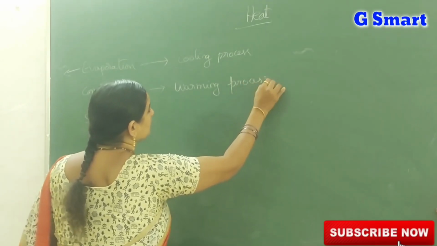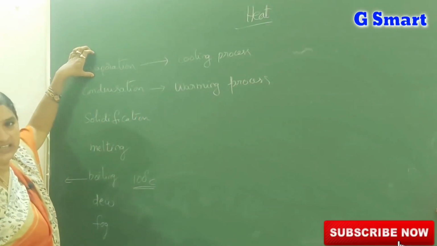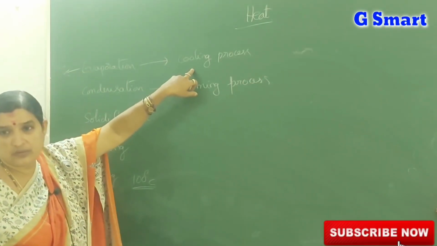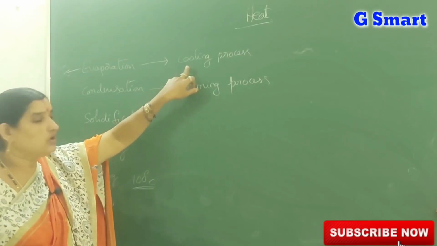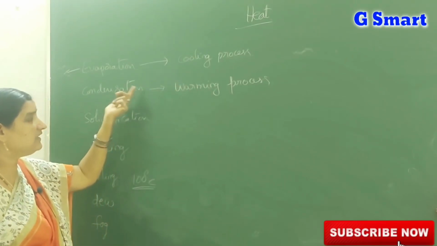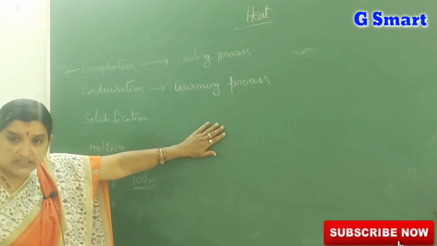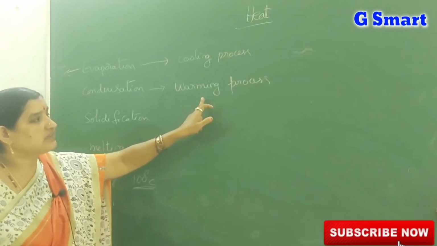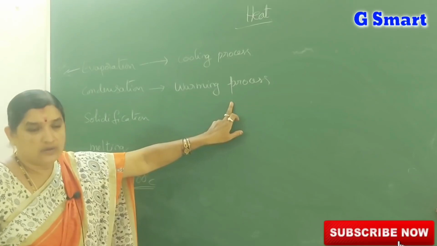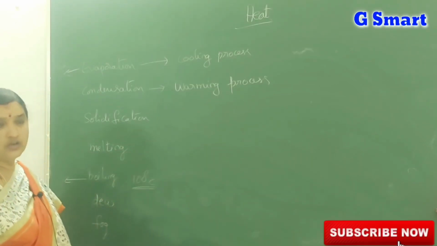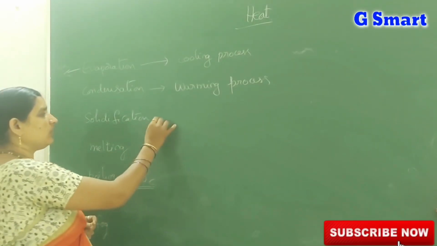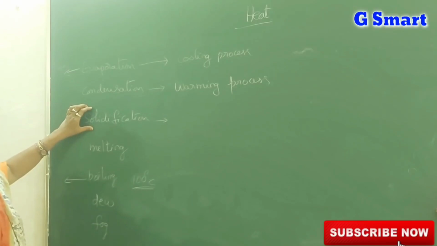Why? Because heat energy is lost. Here in evaporation it is gaining energy, so the surrounding area becomes cool. But here it is losing energy. In condensation, water vapor loses its energy and becomes water. That energy enters the surrounding atmosphere. That's why the surrounding atmosphere becomes warm. That's why condensation is called a warming process.